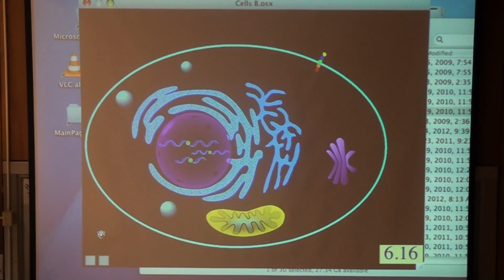Exo means exporting, cyto means cell, and I think osis means process, so the process of exporting things from the cell. And it happens by fusion of a vesicle with the plasma membrane.